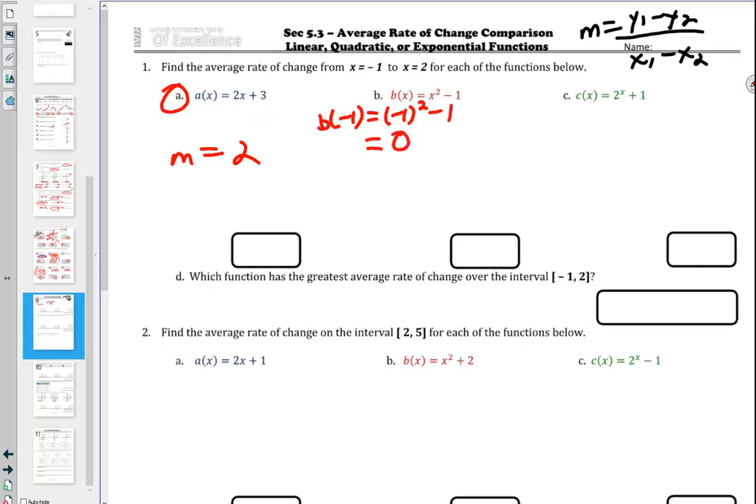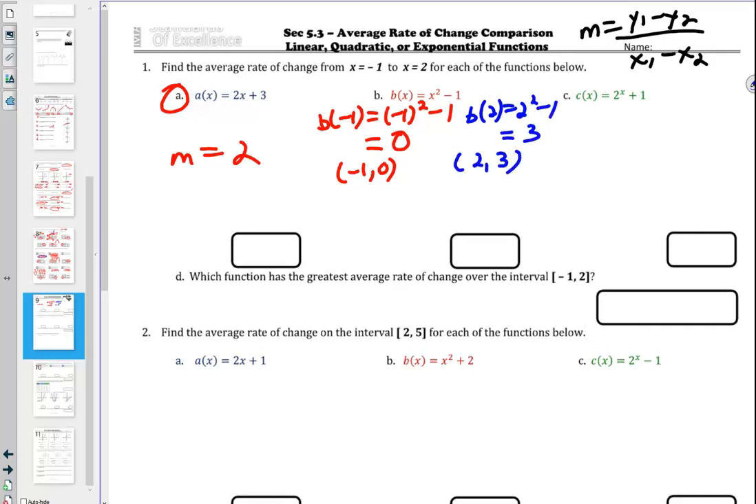So one of the points we're going to have is negative 1 comma 0. B at 2 is 2 squared minus 1, but it's 3. So we're going to have also then 2 comma 3. So now I need to go use the slope formula with those 2 points.